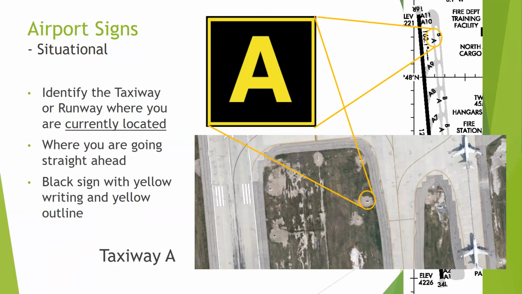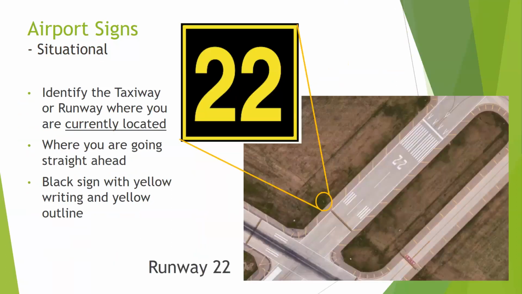Okay. Black sign, yellow writing, this is what you're currently located on. And if you keep going straight ahead, what you're going to stay on. If you're on a runway, it's going to have the number. So if you're facing direction 220, that's the number you're going to see. So you're facing southwest here and runway 22.